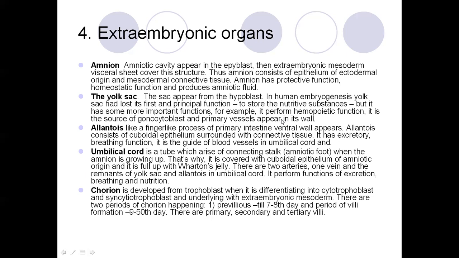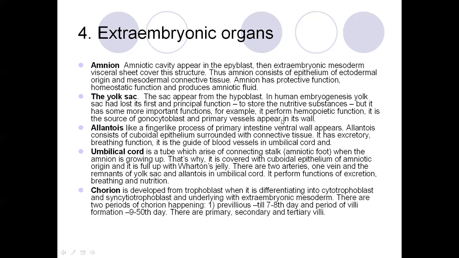Allantois is a finger-like process of the primary intestine ventral wall. It appears at about the 16th day of development. It grows from the caudal portion of the intestine into the connecting stalk, amniotic foot, and may be absorbed there until 2 months. Allantois consists of cuboidal epithelium surrounded with connective tissue. It has excretory and breathing functions. It is the guide of blood vessels in the umbilical cord, and lastly, it performs immune function. Primary B lymphocytes appear in its wall.